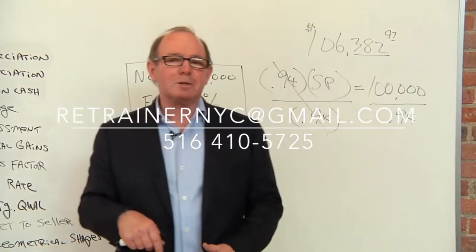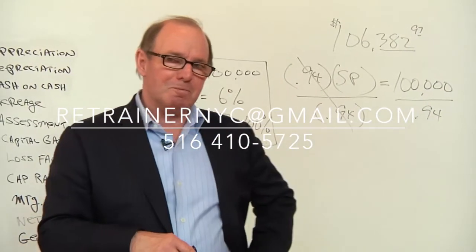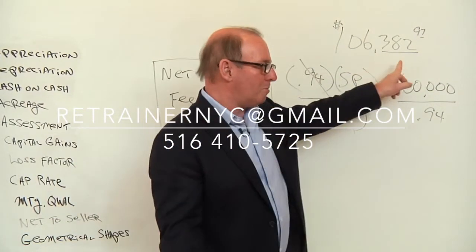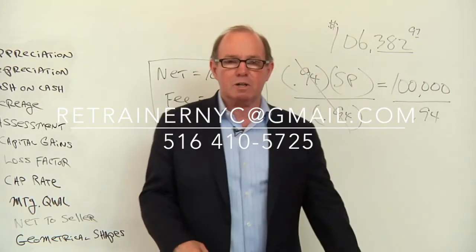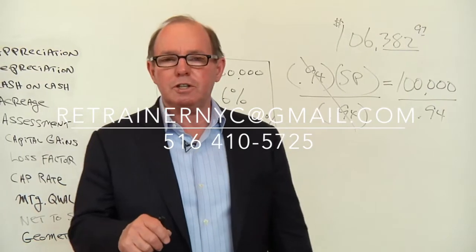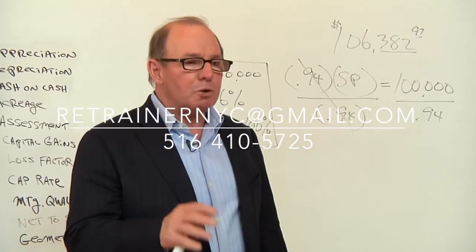One of my friends just picked up a $96 million listing here in New York City. You make this mistake on a $100 million listing, your commission is off by $382,000. I think that would buy you a Bentley GT Continental convertible. Okay? So you want to know how to do this.